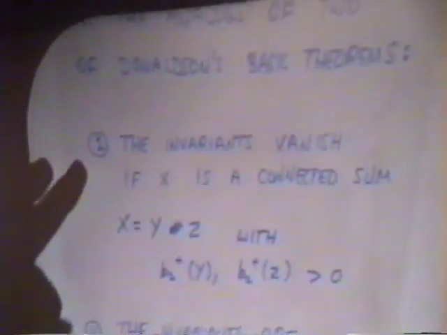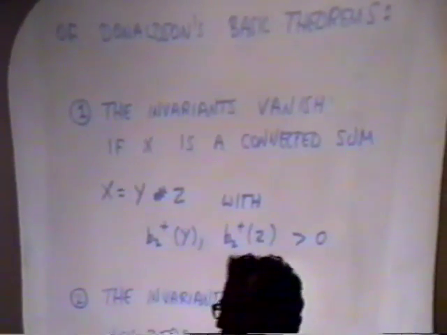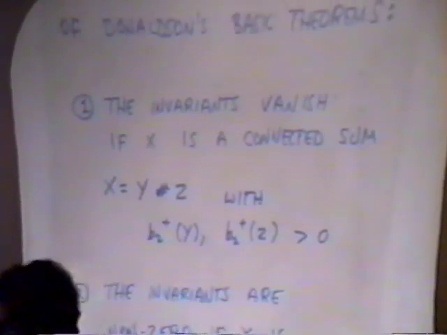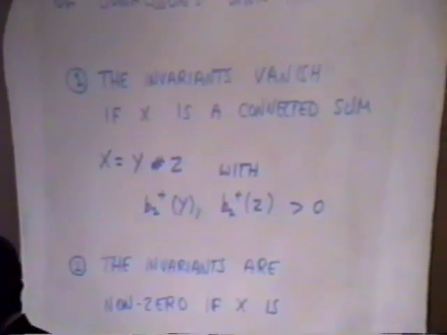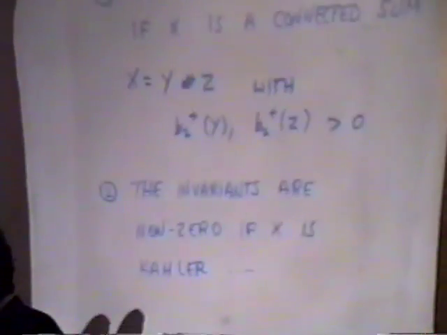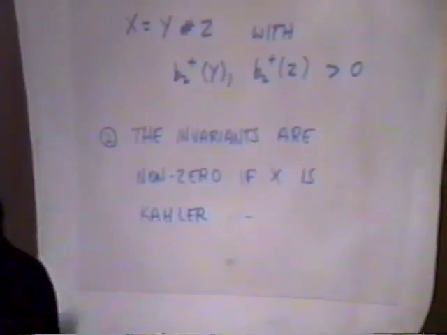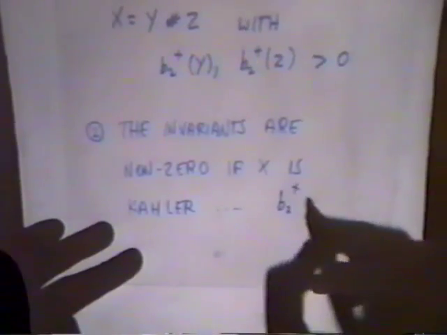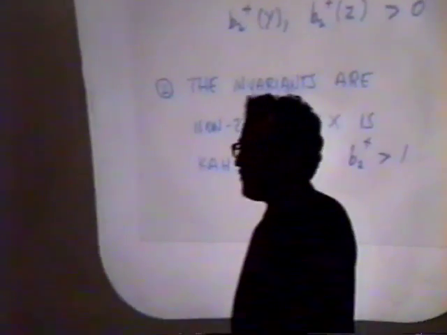So one of Donaldson's early theorems is that his invariants vanish for a connected sum. If x is the connected sum of y and z, both having b2 plus positive, then the invariants of x vanish. And the second theorem was that, on the other hand, the invariants are non-zero if x is symplectic, with b2 plus bigger than 1. So combining them, symplectic manifolds are not connected sums of this type.